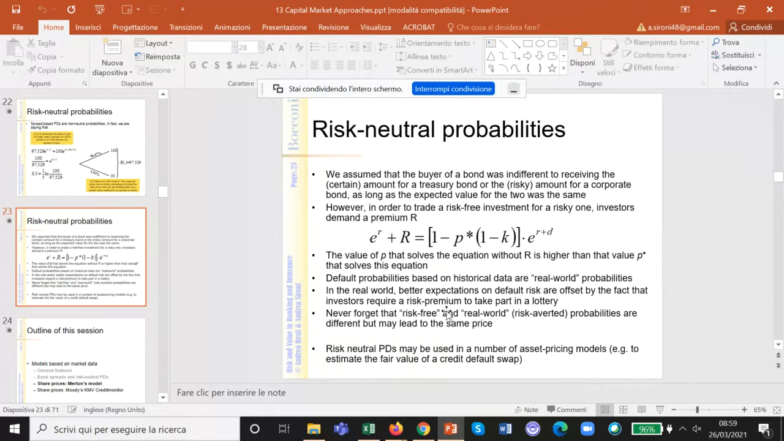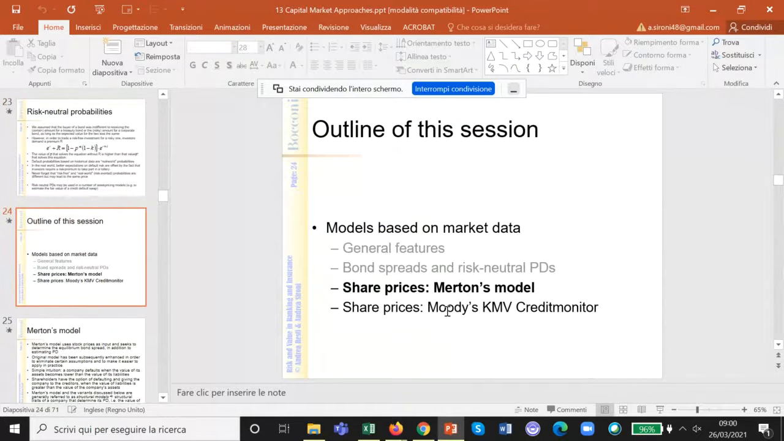Default probability based on historical data, real world probabilities, and in the real world, better expectations of default risks are offset by the fact that investors require a risk premium, okay? Because this is a risky lottery. And therefore, this is very important to keep in mind. However, risk-neutral PDs are very important because they are used in a number of, for example, asset pricing models. So this is as far as the first part is concerned, i.e. bond spreads. Is there any question of what we saw so far?